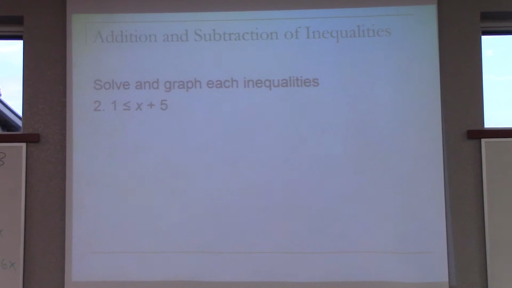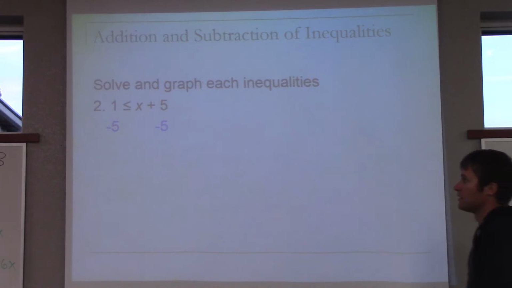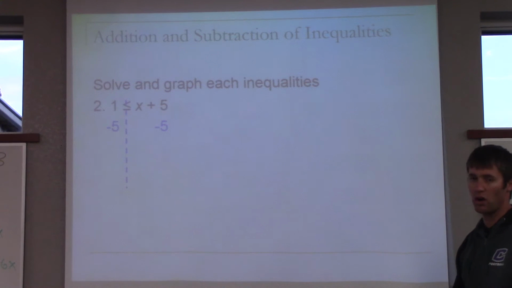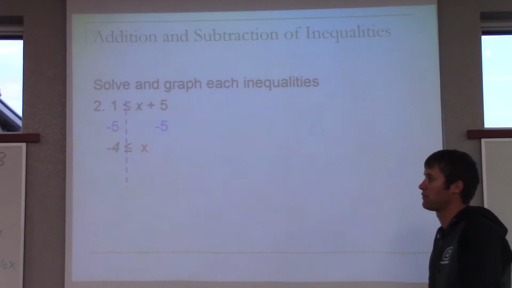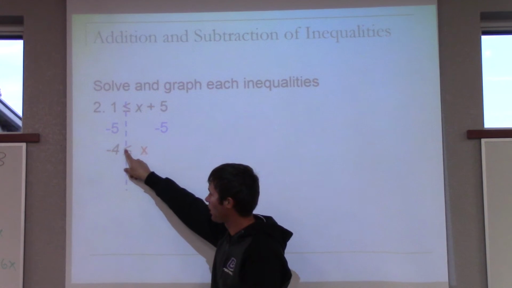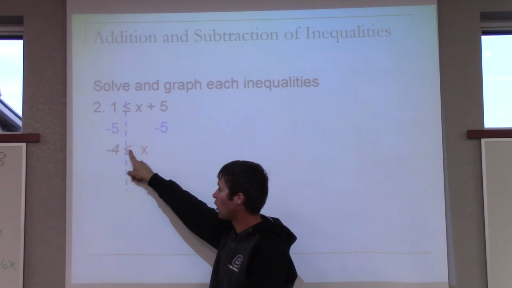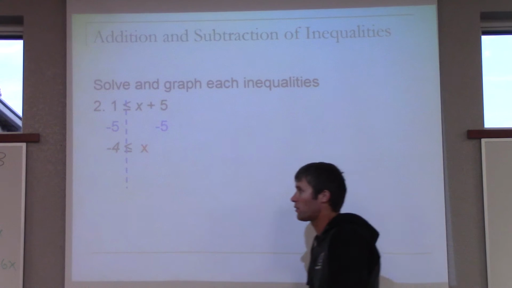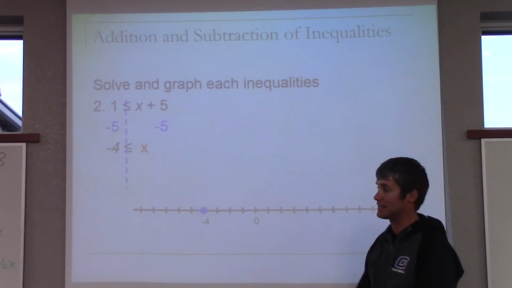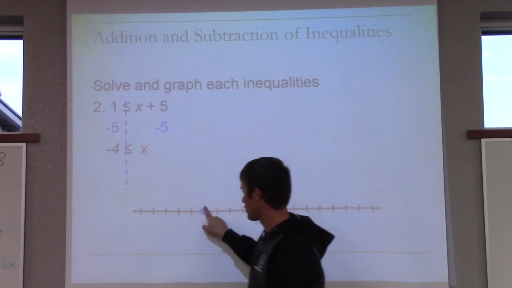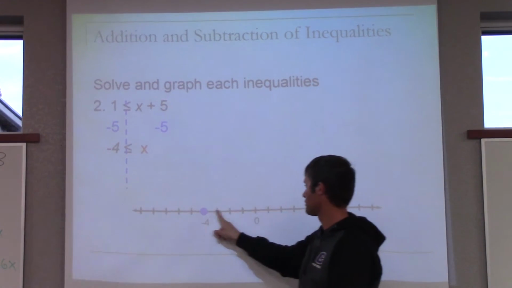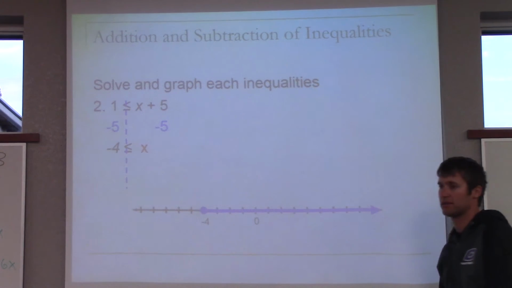Come down here, draw your river. Now to get rid of it, we subtract 5. 1 minus 5 is negative 4. So x is what compared to negative 4? Well, it's open, so that means it's greater than or equal to. So you go to negative 4, put a point. Since it's equal, it's a closed dot. We want values that are greater than it, so we shade to the right.